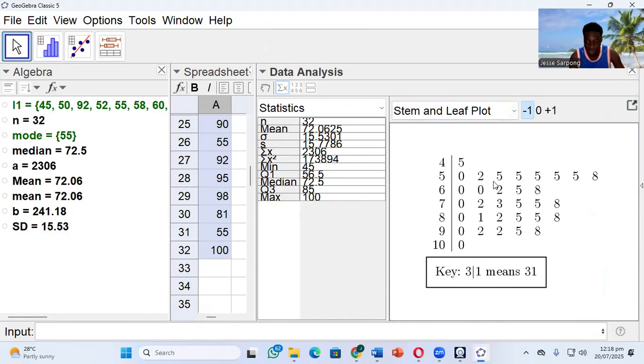So with the stem and leaf plot is another way in which you can find the mode, also simple, because you see 55, 55, 55, 55, 55. Simple. You can find it very simple.